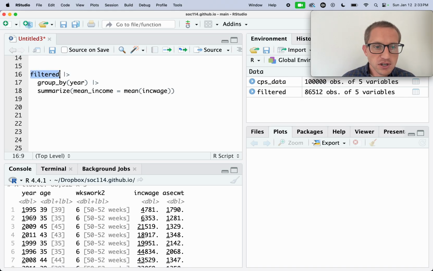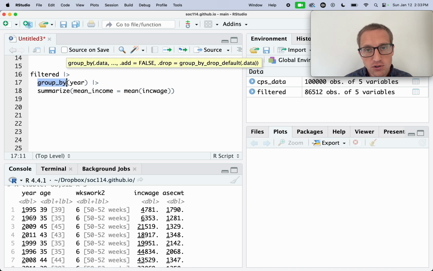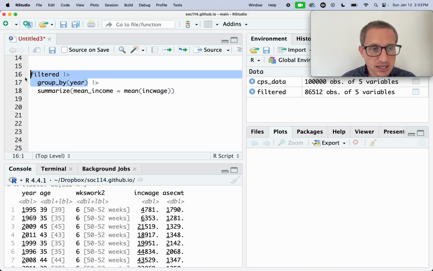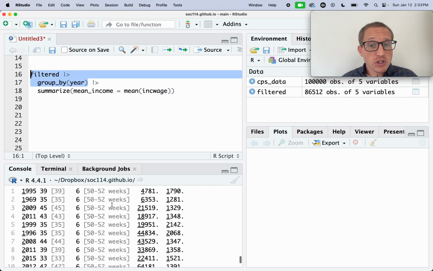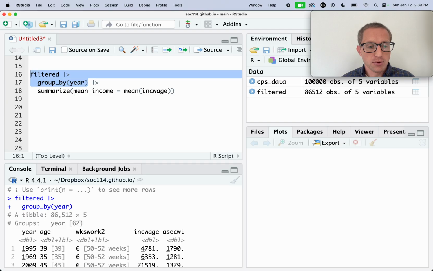We start with filtered, and we pass down to a call to group by. This is the first time we've used group by. This is going to create a grouped data set grouped by year. When you look at it, it looks almost the same as a normal data set, except for this important note at the top. There are groups. The groups are defined by year, and there are 62 groups in this data set.